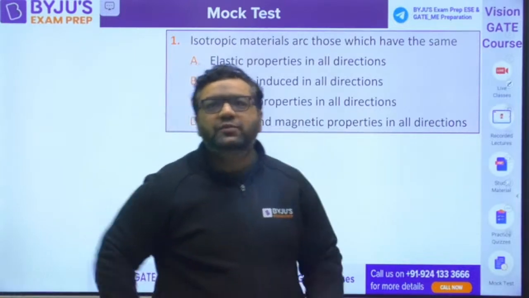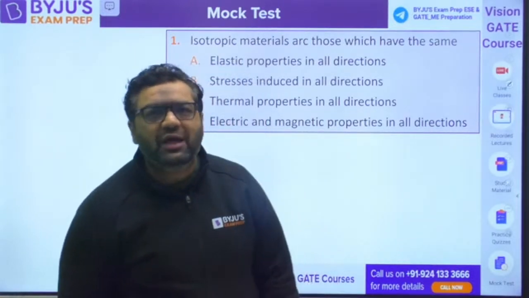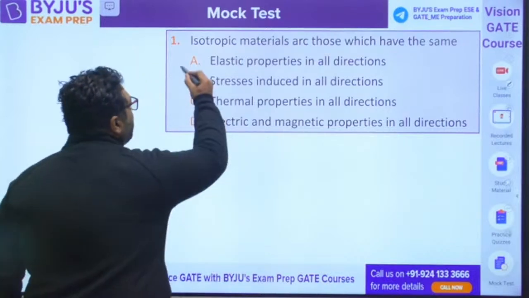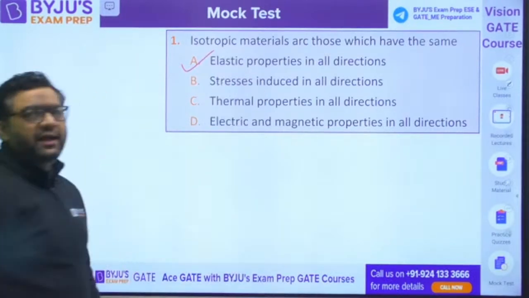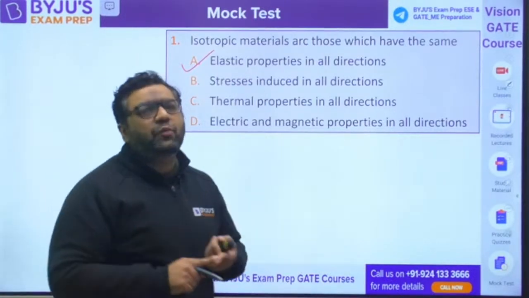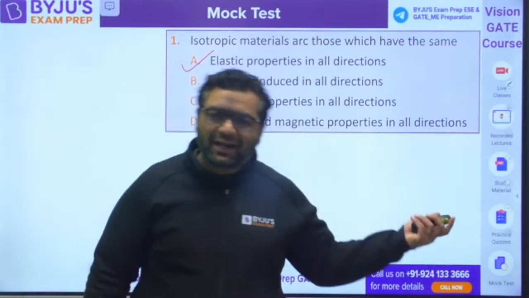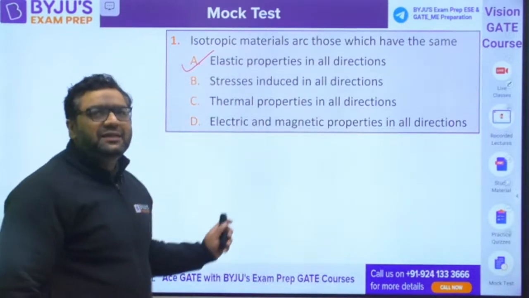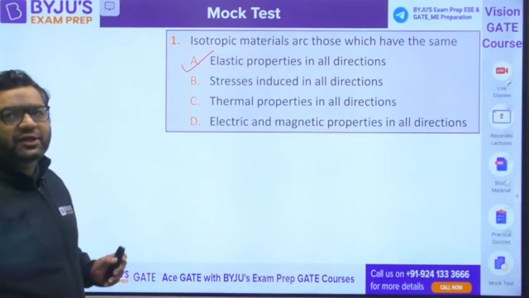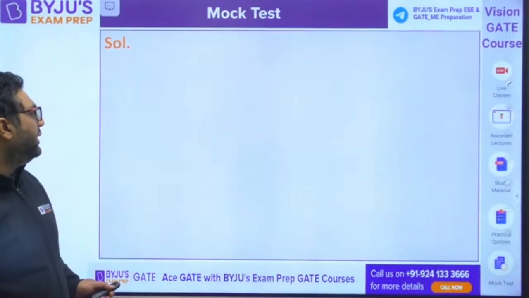Very good. So Vamshi, Krishna, Amresh, Anush, everybody have given the answer as elastic properties in all directions, which is the correct answer. You know that there are isotropic material, homogeneous material, homogeneous and isotropic, orthotropic and anisotropic. So isotropic means same elastic properties in all the directions. Very good Akash. Moving to the next question, guys.